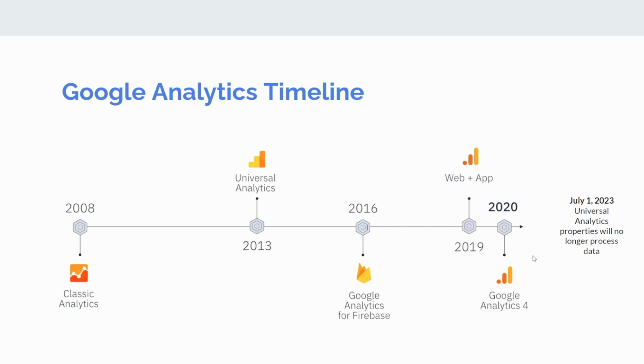It was very alpha at the time. It wasn't as fully featured as it is now. So what's next? Well, our countdown is on to July 1, 2023, and that's when Universal Analytics properties will no longer process data. Effectively, what that means is, before then, you want to make sure you have GA4 set up. And as far as we know, 6 months after this date, Universal Analytics will no longer be accessible.